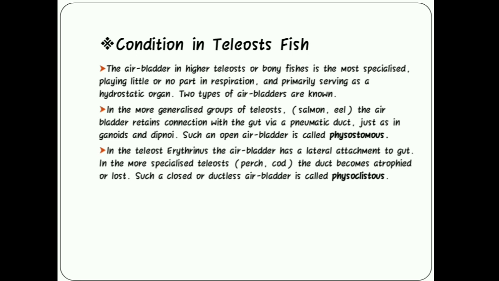In the teleost Erythrinus, the air bladder has a lateral attachment to the gut. In the more specialized teleosts, perch and cod, the duct becomes atrophied or lost. Such a closed or ductless air bladder is called a physoclistous air bladder. In Erythrinus, the air bladder is located on the lateral side and the pneumatic duct is also present on the lateral side. But the more specialized teleost fish do not have a duct, meaning a ductless air bladder. So it is called a physoclistous air bladder.